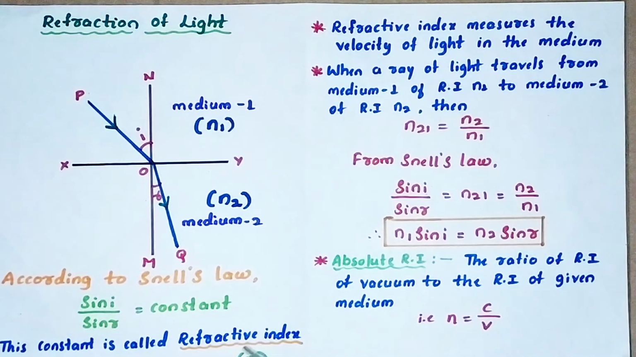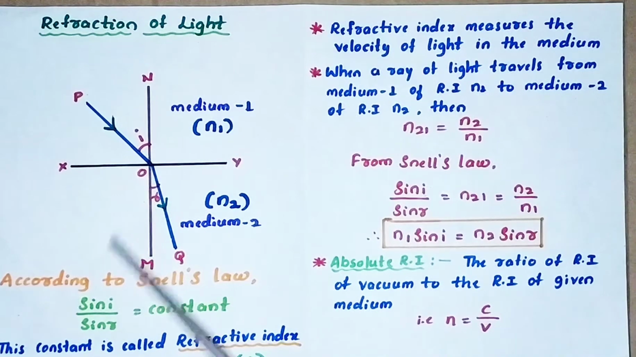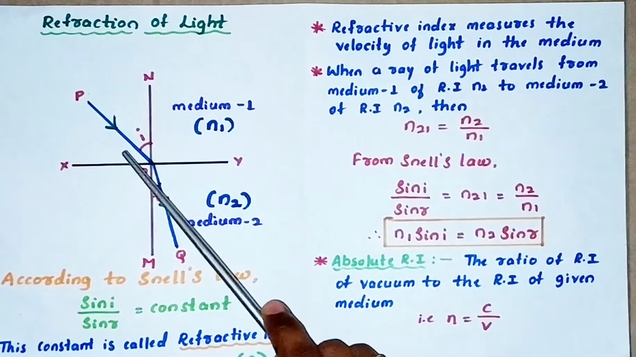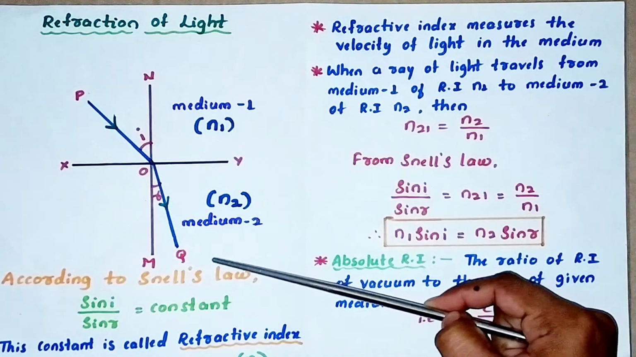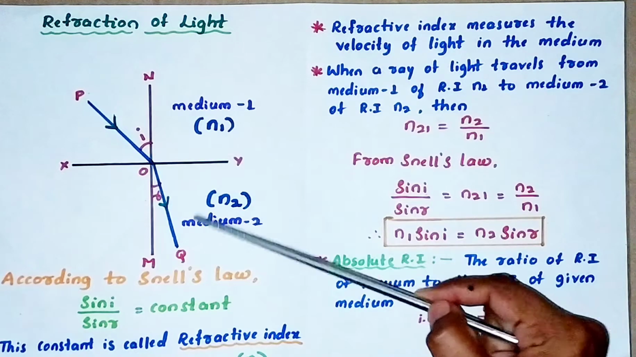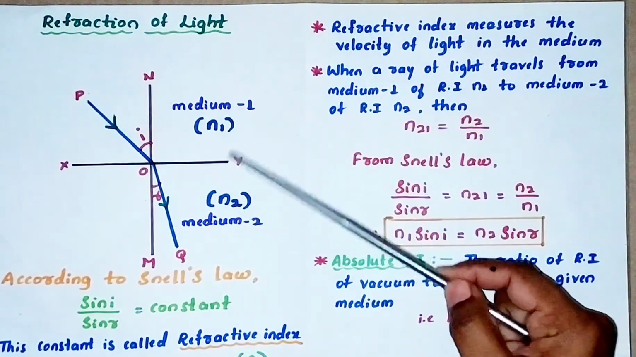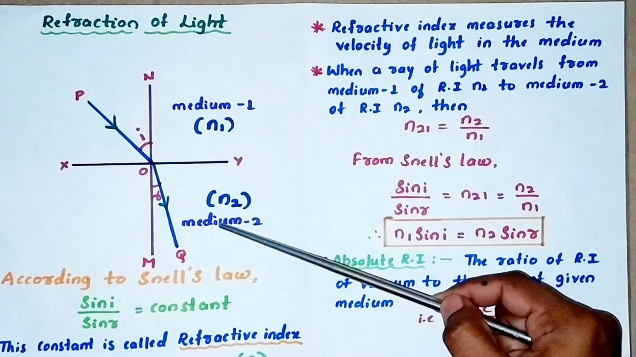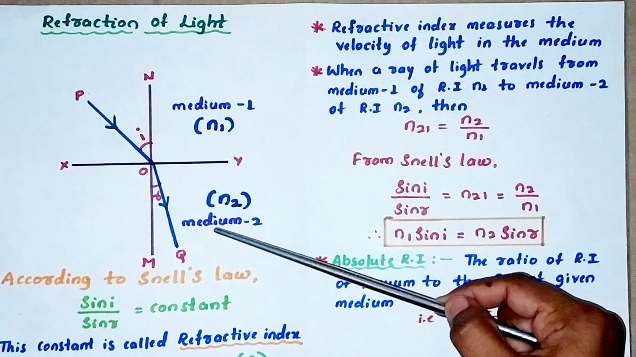So that speed of light is determined by refractive index and it is denoted by n. Observe this ray diagram. The ray of light is traveling from medium 1 to medium 2. Medium 1 is having refractive index n1, medium 2 is having refractive index n2. Remember, n1 and n2 indicate speed of light in medium 1 and medium 2 respectively.